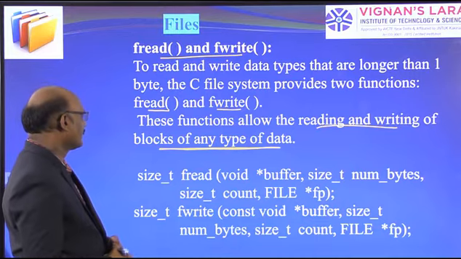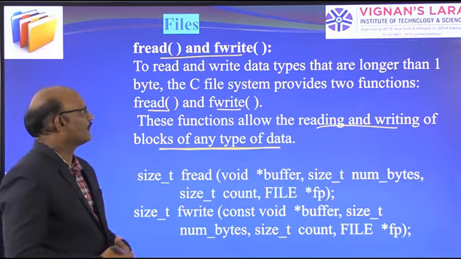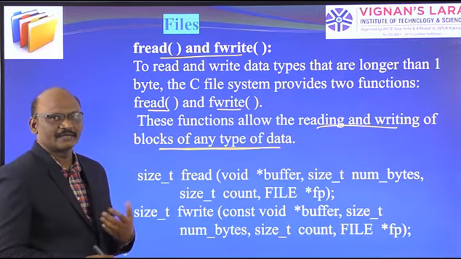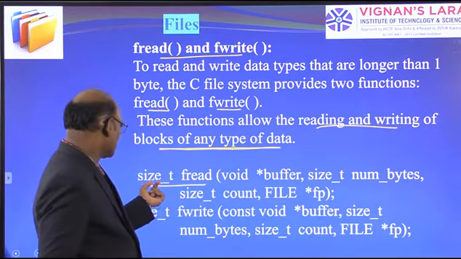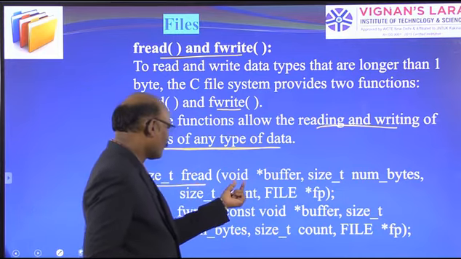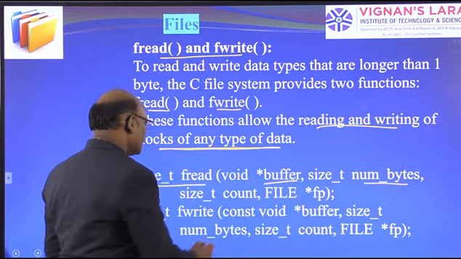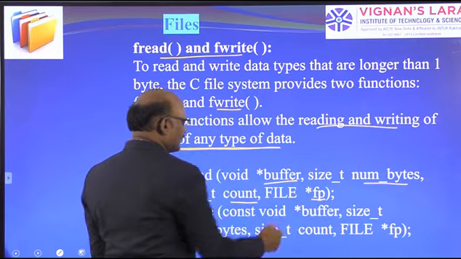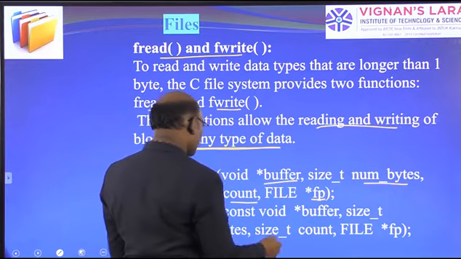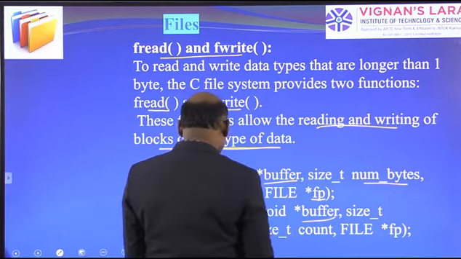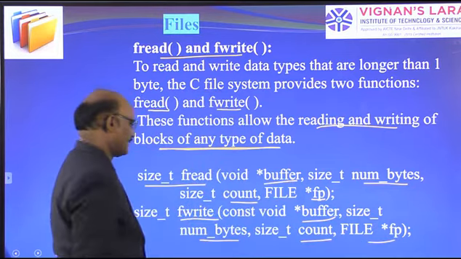fread is used for reading multiple blocks of data from the file. fwrite is used for writing multiple blocks of data into the file. See here, this is the syntax for fread: size_t fread(void *buffer, ...). The first argument is the buffer, the second argument is the number of bytes, the third argument is count, and the fourth argument is the file pointer. In a similar way, fwrite also takes 4 arguments: the buffer, the number of bytes, the count, and the file pointer.